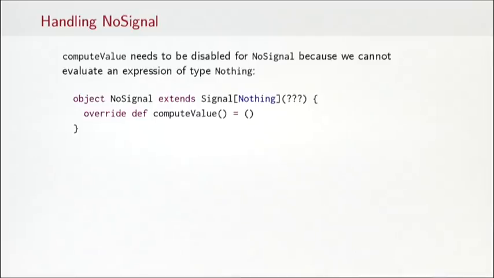There are some little bits still to be done. One concerns NoSignal. In NoSignal, we have seen that it doesn't really have an expression associated with it, so we can't really compute its value, because if we would try to evaluate the triple question mark, we would get an unimplemented exception. So we override computeValue in NoSignal to be the empty expression that returns unit directly.